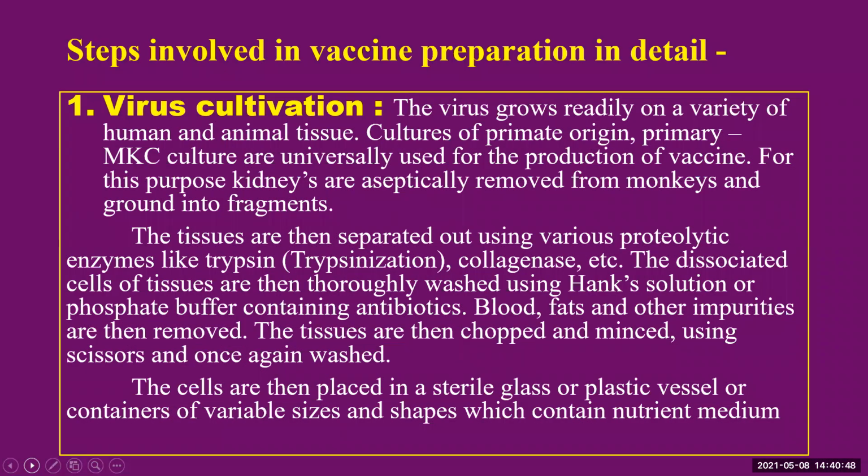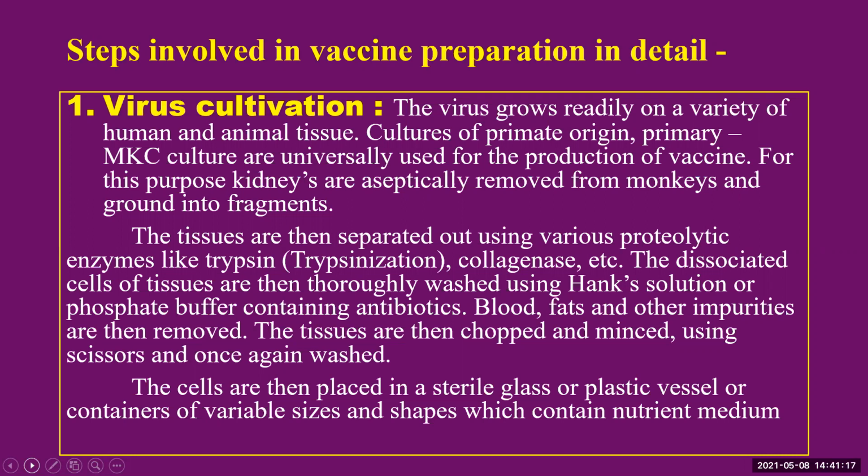Now let us discuss the vaccine production in detail. What is the first step? Cultivation of virus. Viruses, as you all know, cannot grow on artificial media. So we require either tissue culture or living animals, animal culture. Here tissue cultures are used. Viruses grow readily on a variety of human and animal tissue cultures. Cultures of primate origin are generally used, like primary monkey kidney cell culture, which is universally used for the production of vaccine.